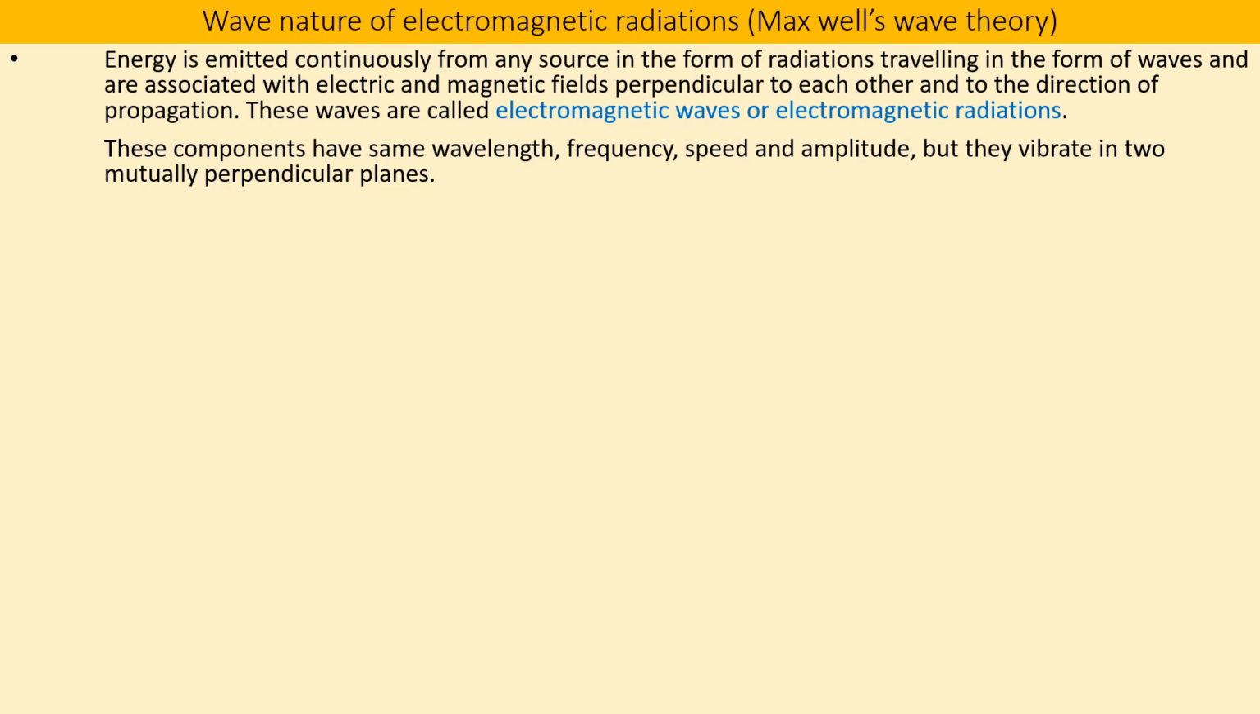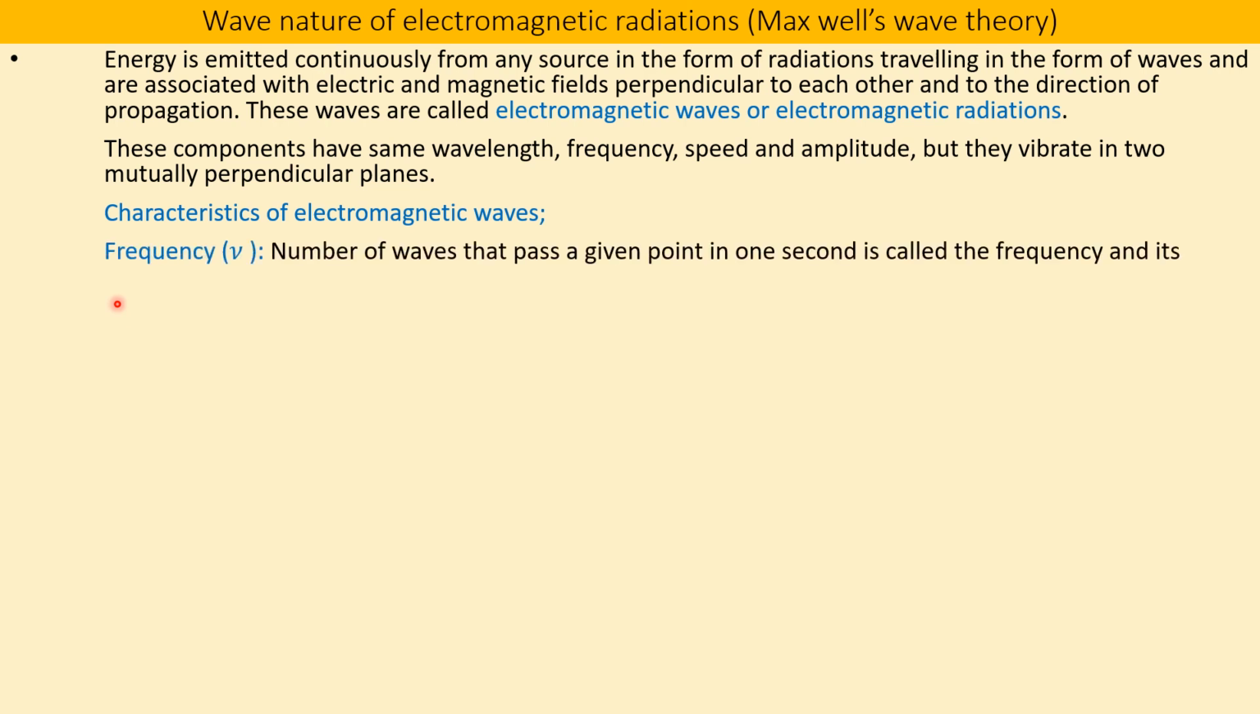These components have same wavelength, same frequency, speed as well as amplitude, but they vibrate in two mutually perpendicular planes. Characteristics of electromagnetic waves. Frequency. Number of waves that pass a given point in 1 second is called the frequency. So, frequency is the number of waves that pass a given point in 1 second, and its SI unit is Hertz or cycles per second.